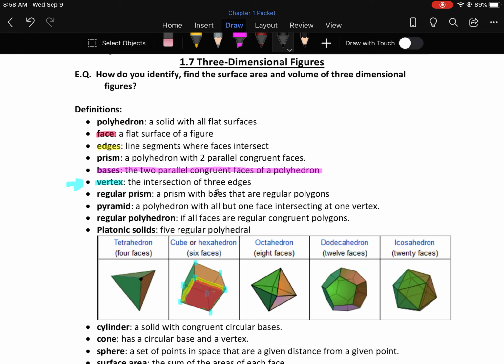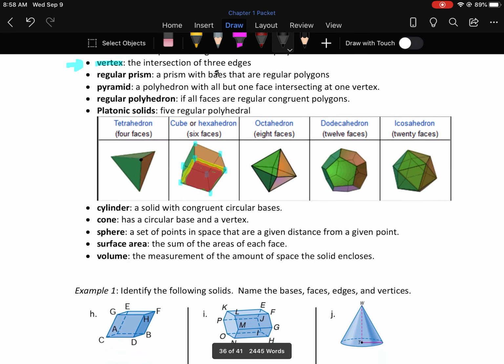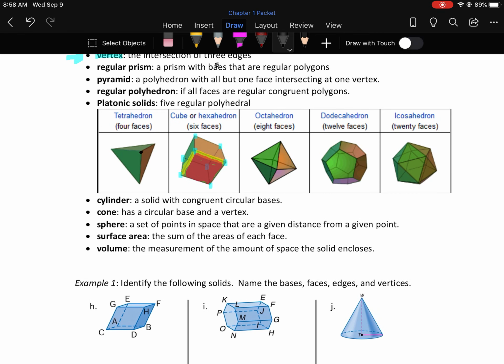And there are 5 regular platonic solids, and they are listed here in this picture that I've sort of been referring to. All right, ones that are not listed there, we have a cylinder. It's a solid with congruent circular bases. So I will draw one here quickly. It won't be the best, but you'll get an idea. Just think of like a can, which I'm sure a lot of you have already. All right, so there's our cylinder.